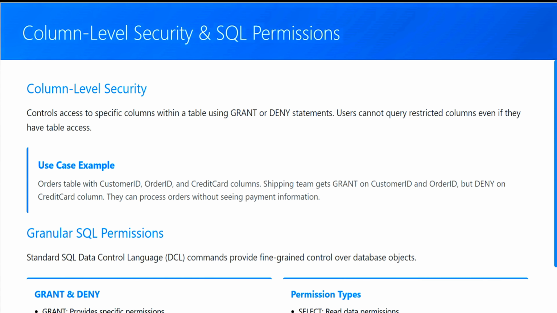Now comes column level security. If row level security controls which records you can see, column level security controls which fields you see. Maybe you have an order table with credit card information. Your shipping team needs to see customer ID and address, but they absolutely should not see credit card numbers. So that means you are applying column level security to the credit card details. We'll go through all of this in the lab.